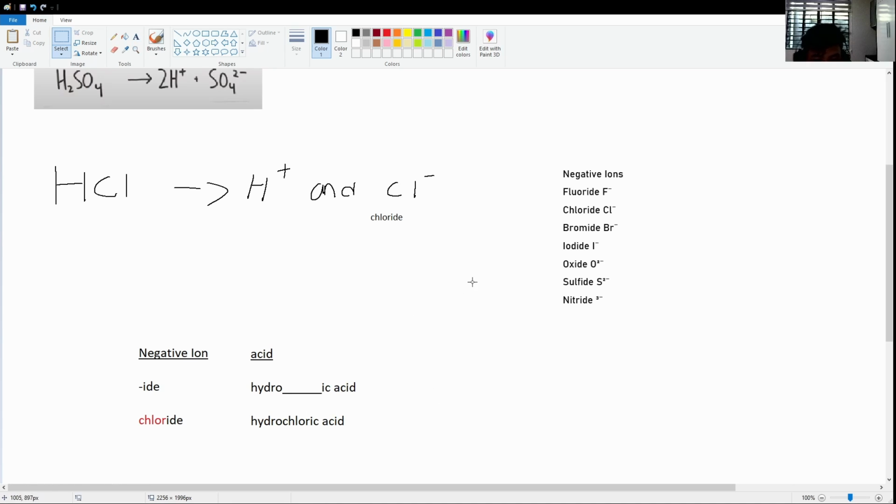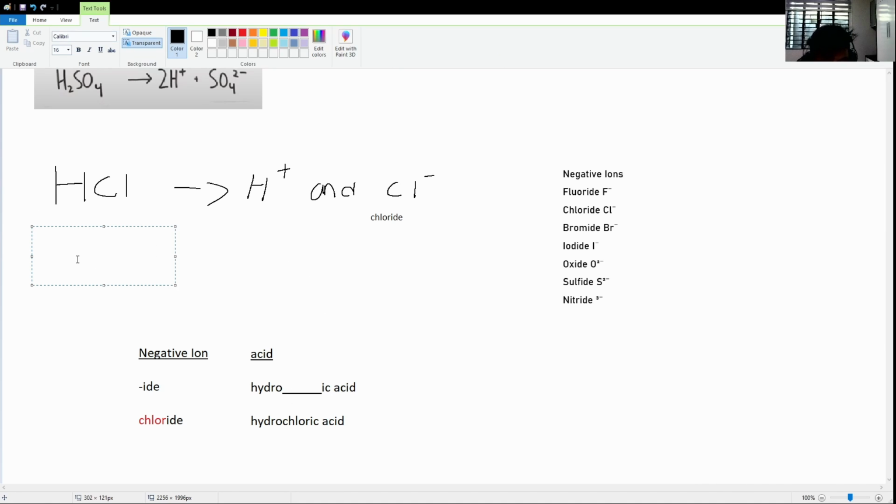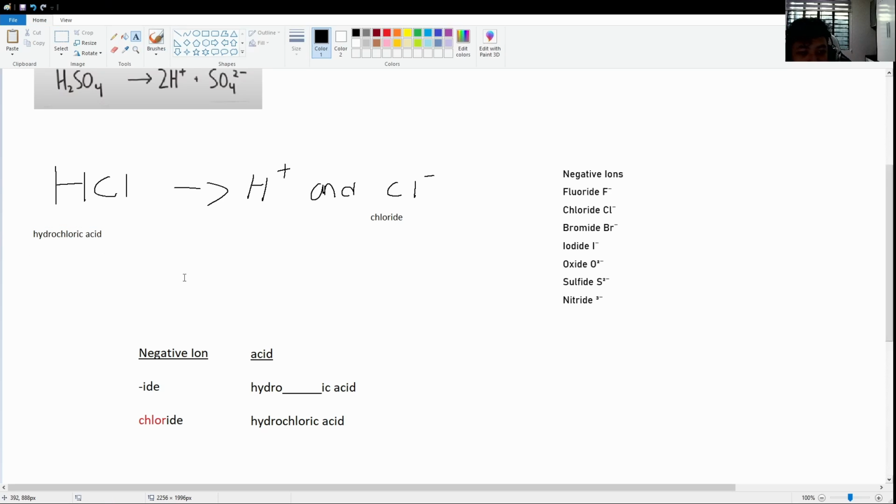So we take a look: chloride, which ends in ide. We're just going to put it between hydro and ic. So the result is hydrochloric acid. So this is HCl.